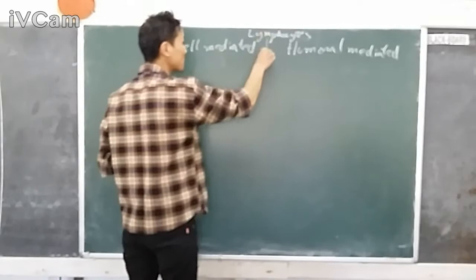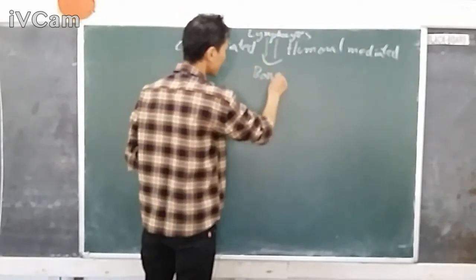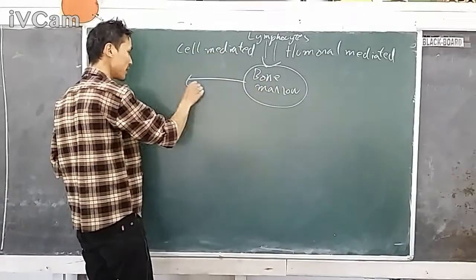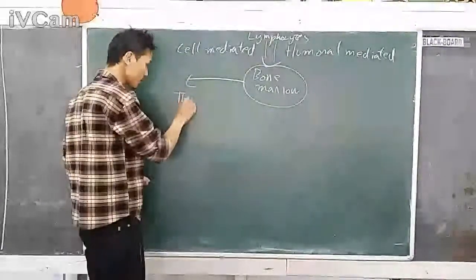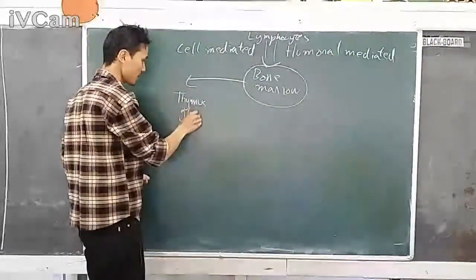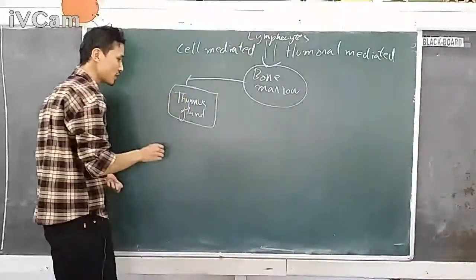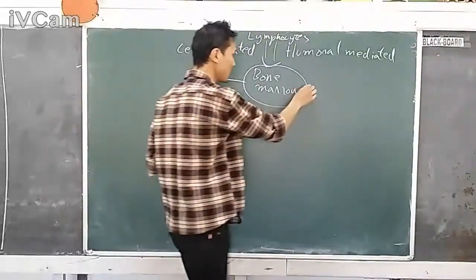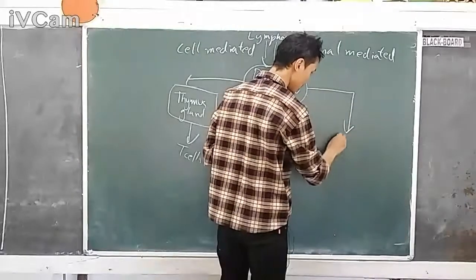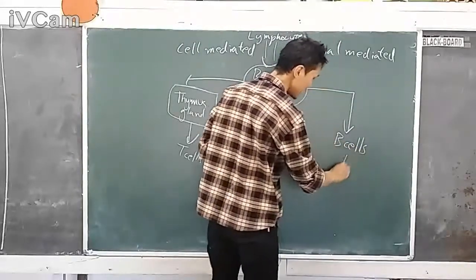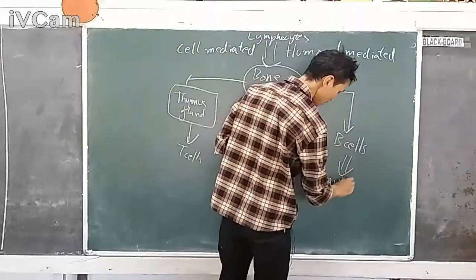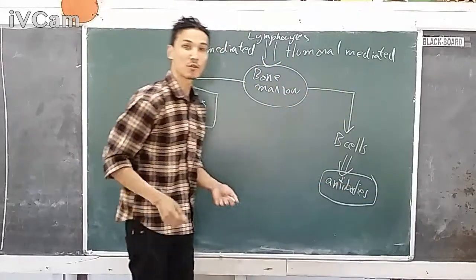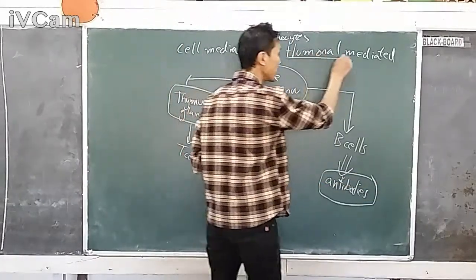The lymphocytes are produced in the bone marrow. These cells, one migrates to the thymus gland, and once it reaches the thymus gland, it matures producing T cells. The other remains in the bone marrow itself and produces B cells. B cells are the ones which produce antibodies. So today we will be discussing the structure of antibodies. Antibodies are also known as humoral mediated immunity.